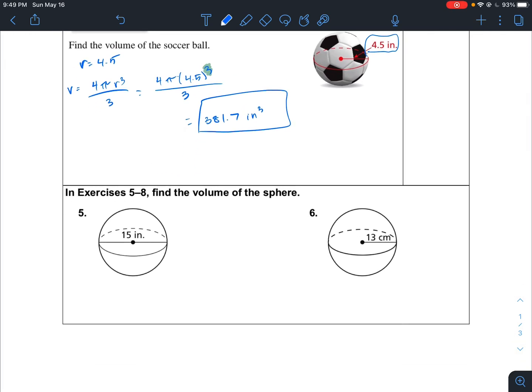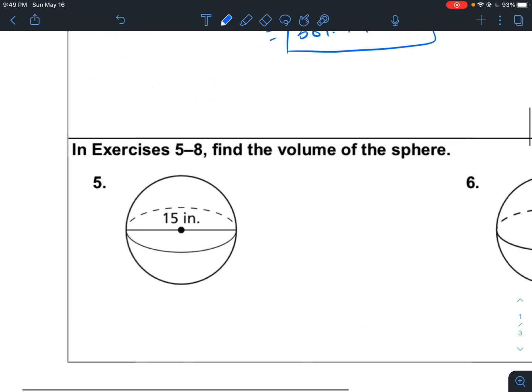Okay, so in example 5 here, again, the only measurement needed is the radius. So in this case, the radius would be half of the diameter, so the radius would have to be 7.5. Then we can use the formula. Volume is equal to 4 pi times the radius cubed divided by 3.